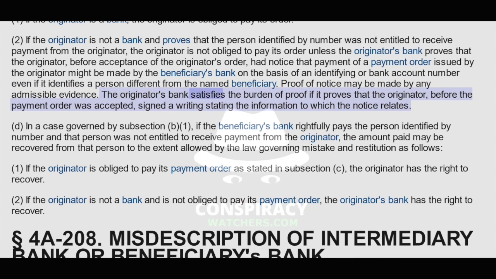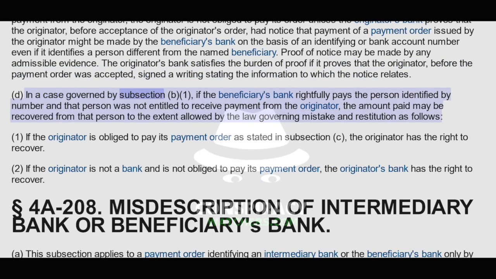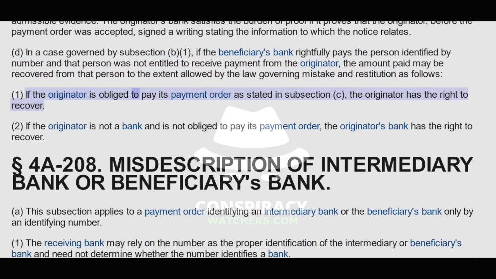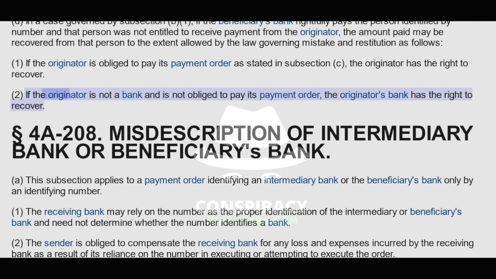The originator's bank satisfies the burden of proof if it proves that the originator, before the payment order was accepted, signed a writing stating the information to which the notice relates. In a case governed by subsection, if the beneficiary's bank rightfully pays the person identified by number and that person was not entitled to receive payment from the originator, the amount paid may be recovered from that person to the extent allowed by the law governing mistake and restitution as follows. If the originator is obliged to pay its payment order as stated in subsection, the originator has the right to recover. If the originator is not a bank and is not obliged to pay its payment order, the originator's bank has the right to recover.